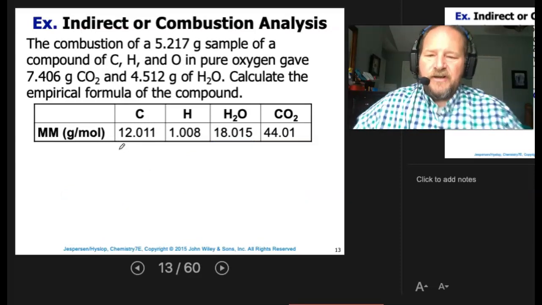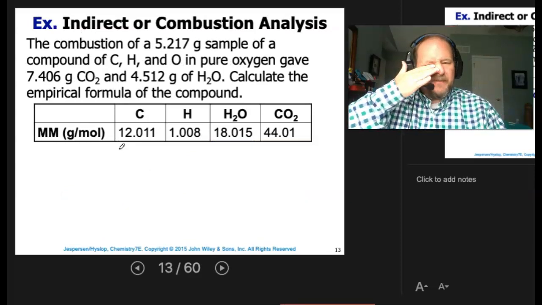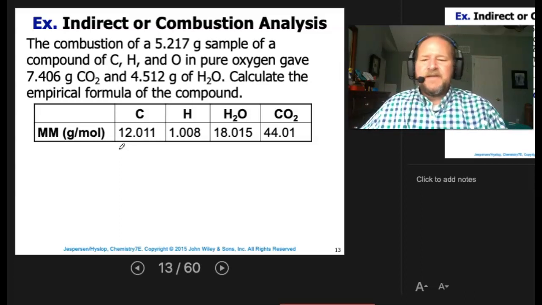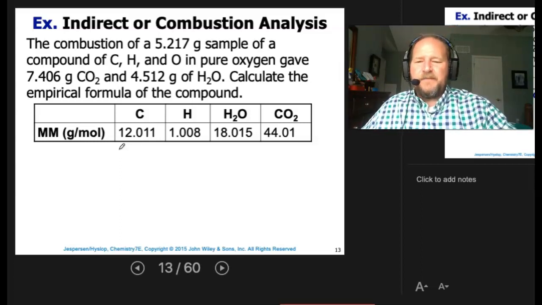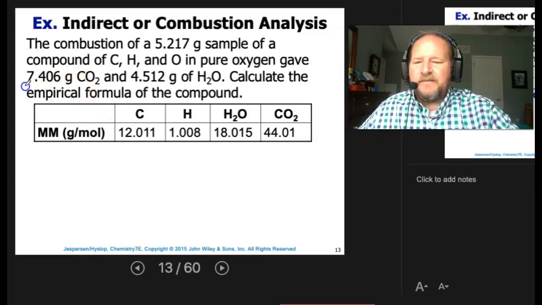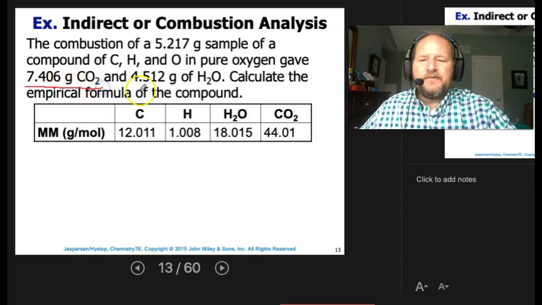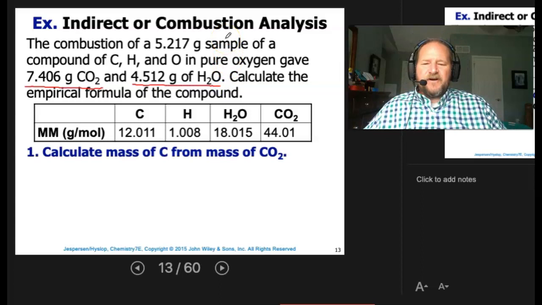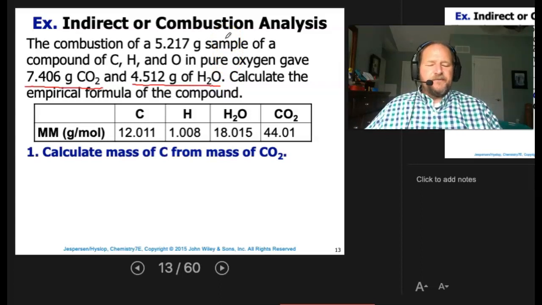So the combustion of a 5.217 gram sample of a compound in pure oxygen gave these masses. Calculate the empirical formula of the compound. So again, you can see all of our carbon went to CO2. All of our hydrogen is going to go to water. So the first thing we'll do is calculate the mass of carbon from the mass of our CO2.